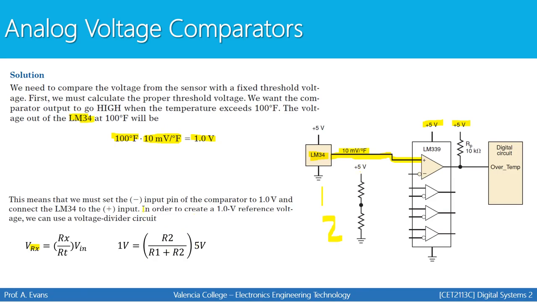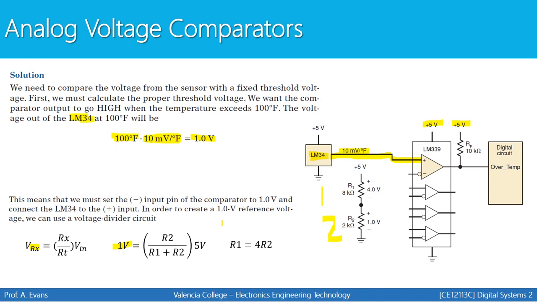Now, if you do some algebra, you can manipulate this and discover that R1 has to be 4 times bigger than R2. As long as R1 is 4 times bigger than R2, you'll have a voltage divider where 1 volt is the output voltage. So let's just say I pick 2K and 8K. Now I could pick anything as long as R2 times 4 equals R1. In this case, 2K and 8K is what we pick. That'll create the voltage divider with 1 volt seen across R2.